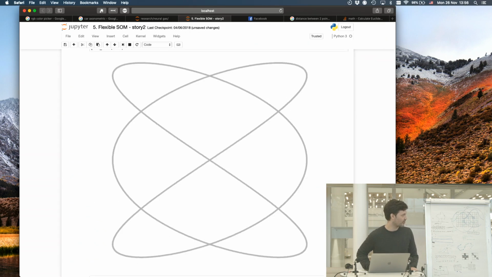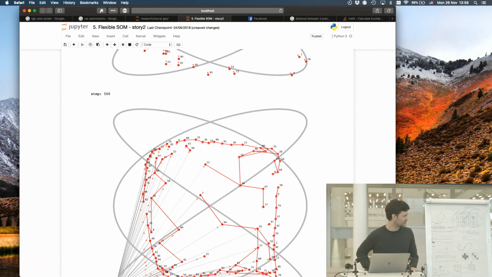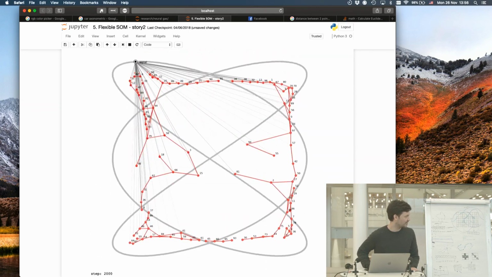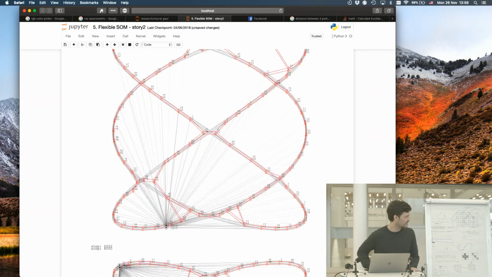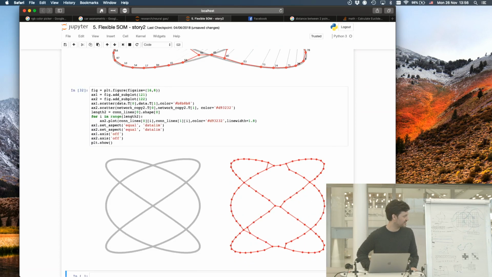But let's do it with a more complex object. Again, this is the process, how it works. I do not have time to go into detail, but you see a process, how this is done. How it learns, and at the end you can see this is our original data, and this is our approximation with a limited number of points.